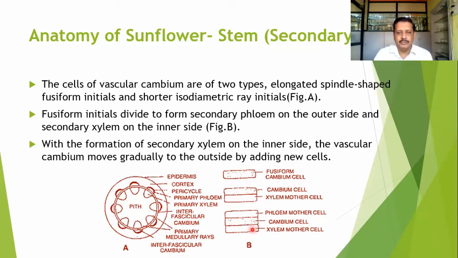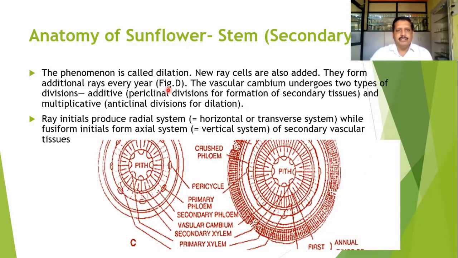From the fusiform cambium, what will be formed on the outer side? Phloem will be formed, and xylem will be formed on the inner side. So phloem mother cell and xylem mother cell and cambial cell. Likewise, there is the division of the cells taking place. The phenomenon is called dilation. Now these cells, the new ray initials, are also added gradually and they can form the ray initials every year.